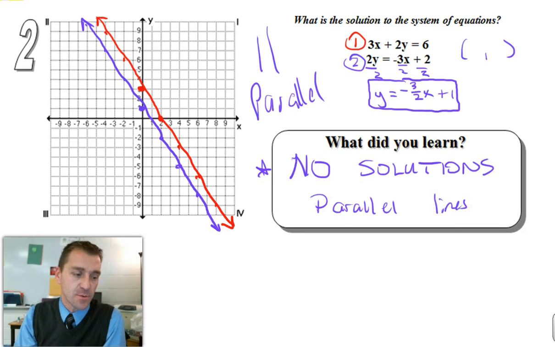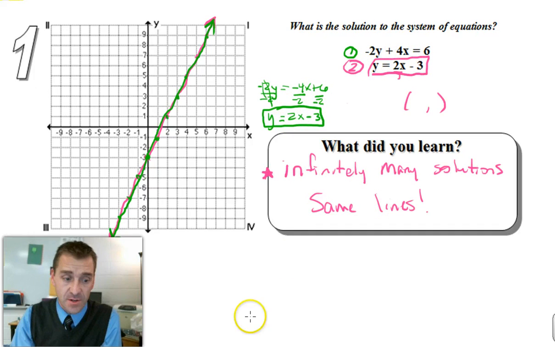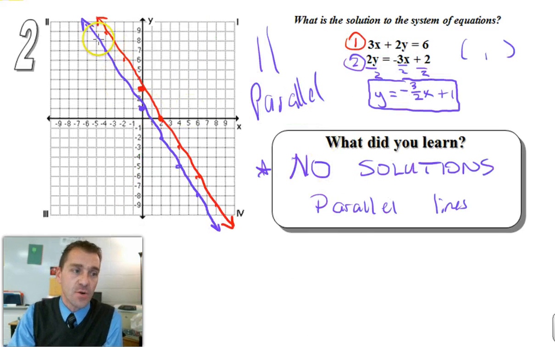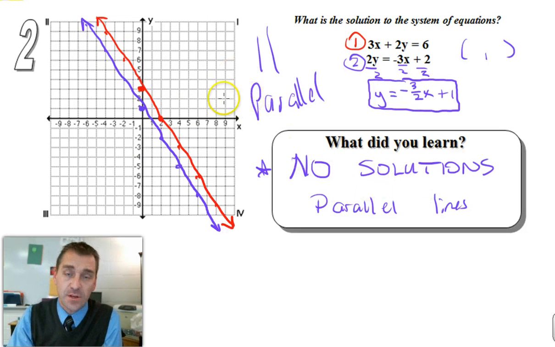So that's pretty cool. So there's what we just learned. We learned when we have this, you can have the same exact lines. So they have the same slope and same y-intercept. That's infinitely many solutions. This guy right here, you actually have parallel lines, no solutions, because there's no intersection.